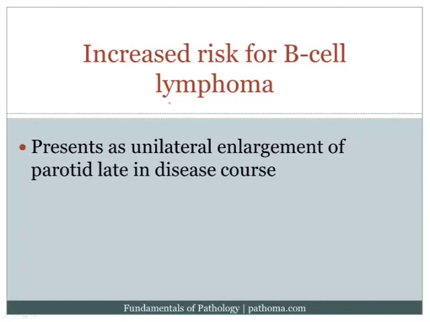Now, let's say that there's a patient that has Sjogren's syndrome and they've had it for 10 or 15 years, and all of a sudden they show up where one of the parotid glands is becoming bigger than the other. Well, when one becomes bigger than the other, then you'd have to think about what's causing that enlargement on one side. And one of the things that can cause such an enlargement is B-cell lymphoma. And so this is an important association to be aware of, especially late in the disease course.